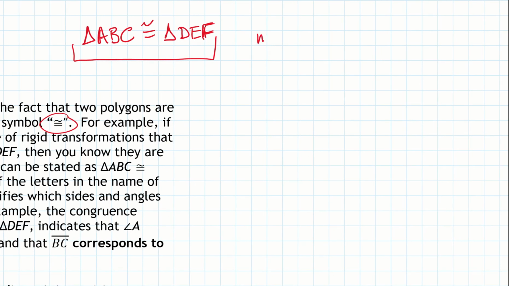It tells me that the measure of angle A, how many degrees it has, is going to be the same as the measure of angle D. You can see how these parts go. The part that's with A goes with D, the part that's with B goes with E, and angle C goes with angle F. So I can write all of those 3 statements.